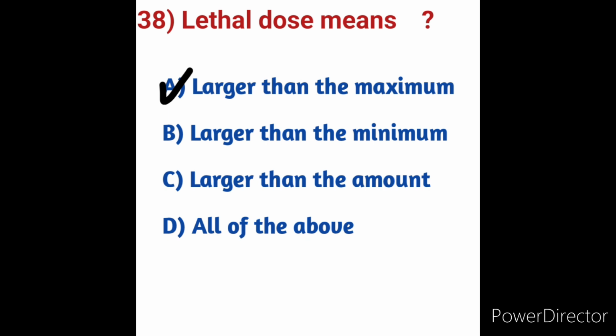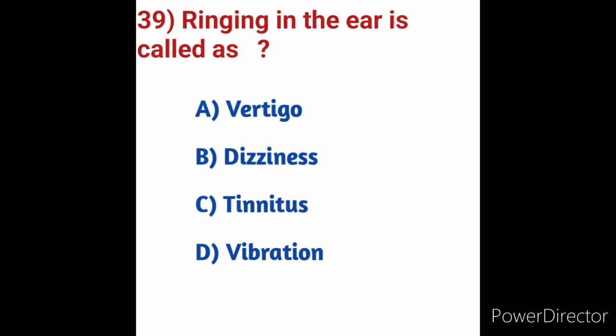Next we will move on to question number 39. Ringing in the ear is termed as. We will see the options here. Option A, vertigo. Option B, dizziness. Option C, tinnitus. Option D, vibration.